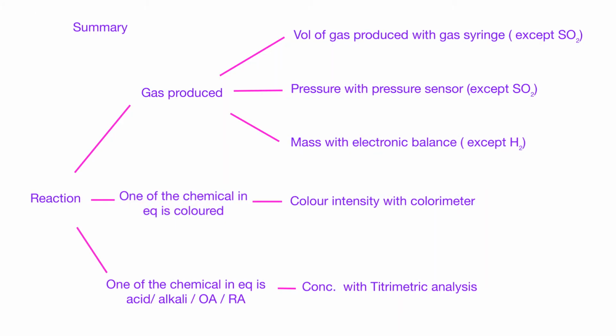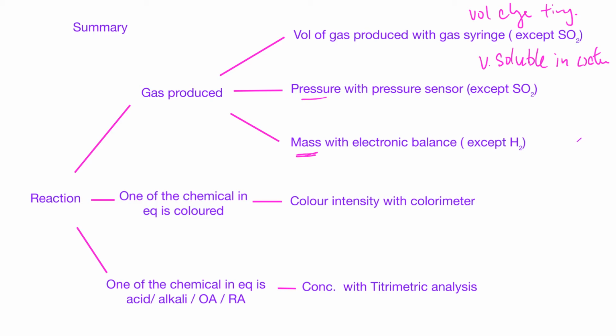So to summarize this chapter, mainly we will learn that for the reactions, you look for whether they have gas produced. If gas is produced, you can measure the volume of gas with a gas syringe. But remember, SO2 will not use this method, because SO2 is very soluble in water. If it is SO2, the volume changes will be very tiny, so it will not be easy to see. Same for pressure, if SO2 happens again, the change in pressure is not that significant, so we will not use this method.